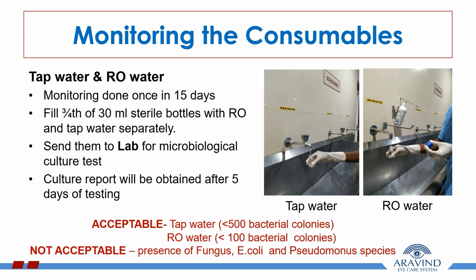Tap water and RO water. Monitoring is done once in 15 days. Fill 3/4 of 30 ml sterile bottles with RO and tap water separately. Send them to the lab for microbiological culture test. Culture report will be obtained after 5 days of testing. Acceptable: tap water less than 500 bacterial colonies, RO water less than 100 bacterial colonies. Not acceptable is presence of fungus, E. coli, and Pseudomonas species.